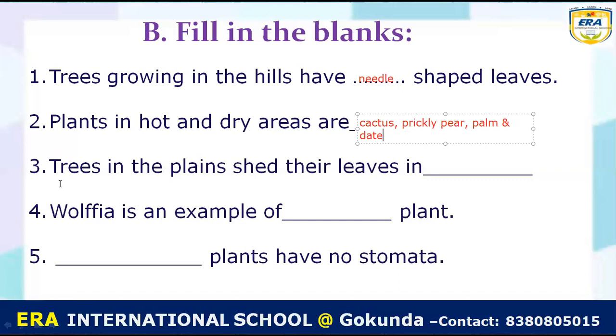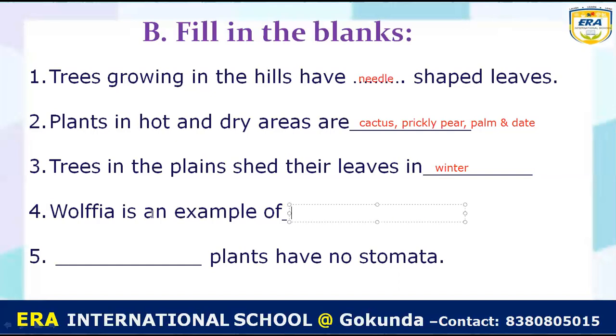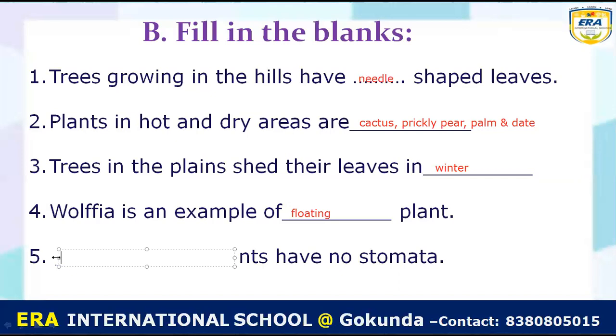Okay, clear? Now the third question: trees in the plains shed their leaves in which season? So what is your answer? Winter. In the plains they shed their leaves in winter. Next question: wolffia is an example of dash plant. The answer is that wolffia is an example of floating plant. Now the fifth and last question: dash plants have no stomata. The answer is underwater plants. Remember, so these are the answers.